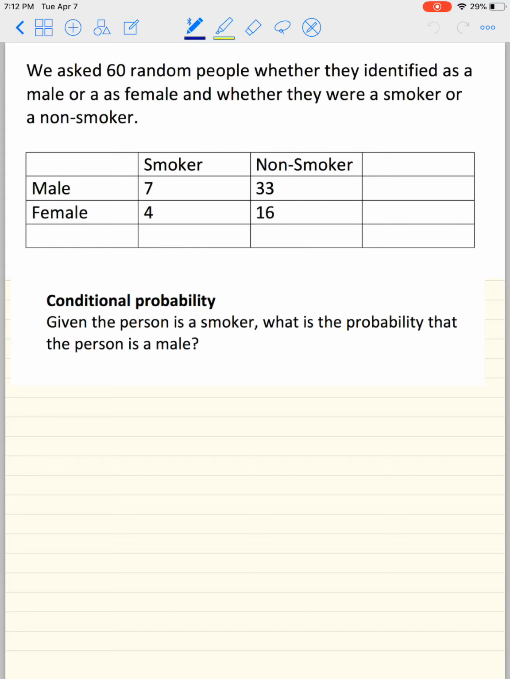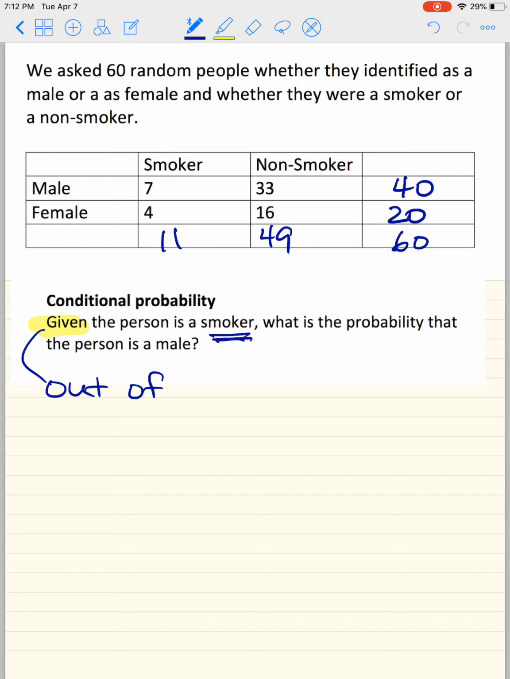We asked 60 random people whether they identified as a male or female. It's the same question. I just recopied it so we can have it on this page. There's 40 and 20, and then there's 11, and there are 49 for a total of 60. Now this key word here, let's read it: given the person is a smoker. That word given, you can replace it with out of the smokers.